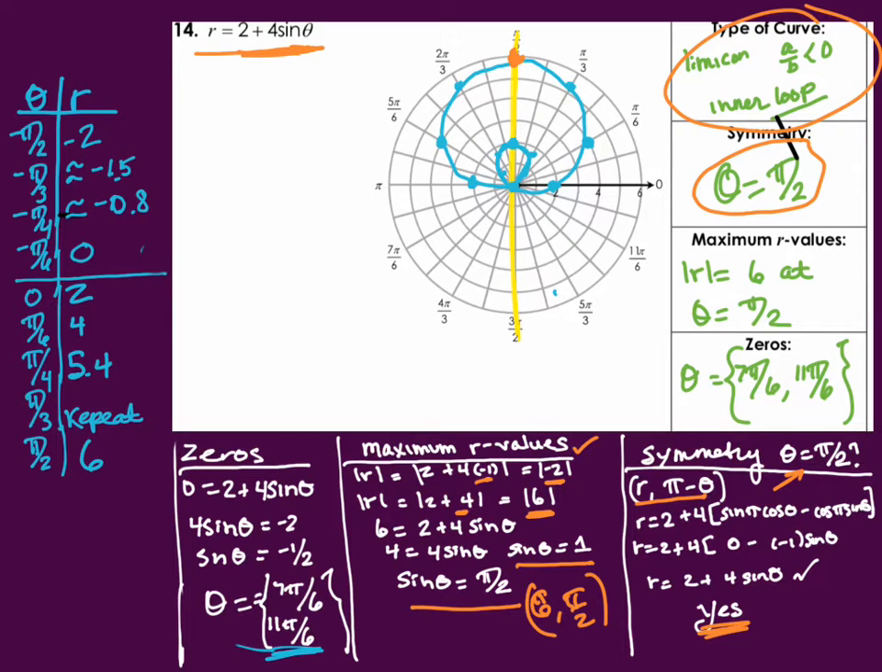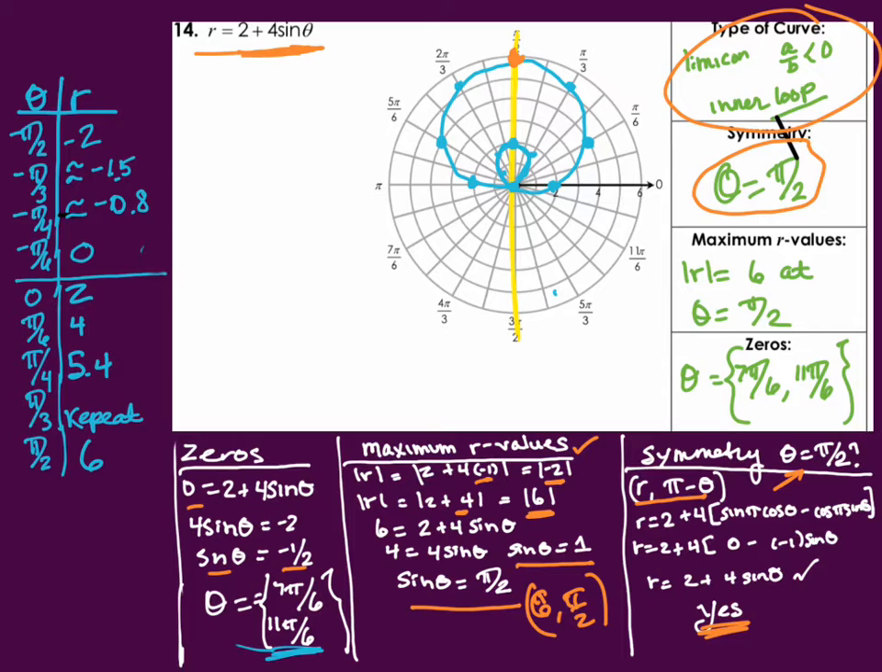Go to our zeros, set r equal to 0. We get sine theta is -1/2. Where is sine theta equal to -1/2? At 7 pi over 6 and 11 pi over 6. So I know I'm coming down to zeros at 7 pi over 6 and 11 pi over 6.